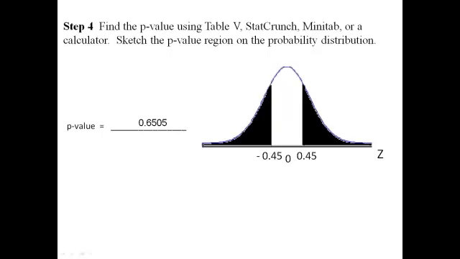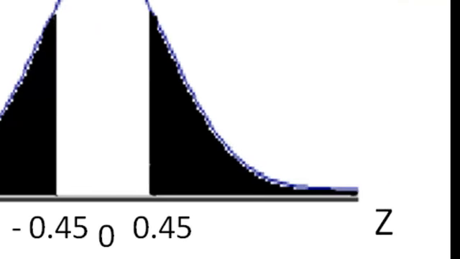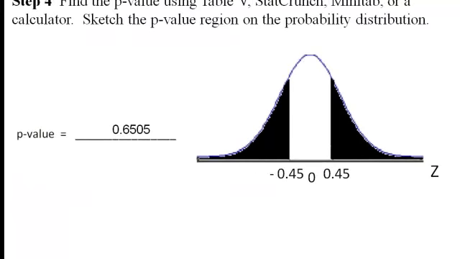So we write down the p-value of 0.6505 and then sketch in the p-value region on the z-distribution. Now remember that this is a two-sided test. So I'm going to fill in the area under the curve to the left of minus 0.45, but then I need to add the value of positive 0.45 and then fill in the area to the right. Because remember, since this is a two-sided test, the total shaded area out on both tails of the distribution is the p-value.